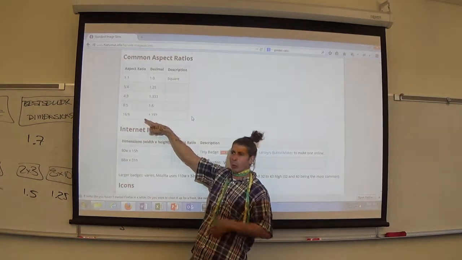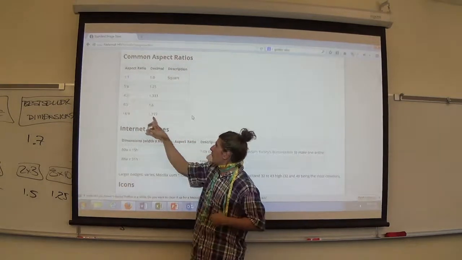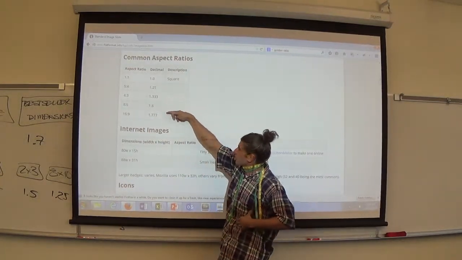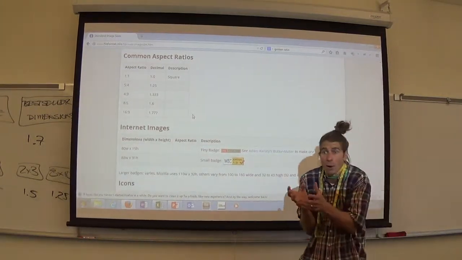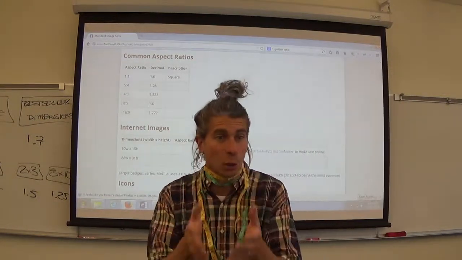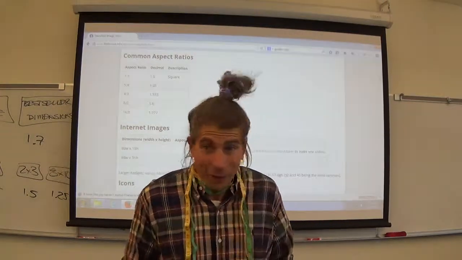16 by 9 is like the widescreen format, I believe is what they call widescreen. 16 by 9, which is a square of 4 by 3. Look at these numbers. They're beginning to creep up to that aspect ratio of about 1.6. Again, it's getting close to that golden number. Why? I don't have a good answer, Josh.